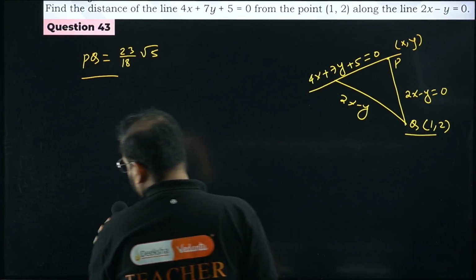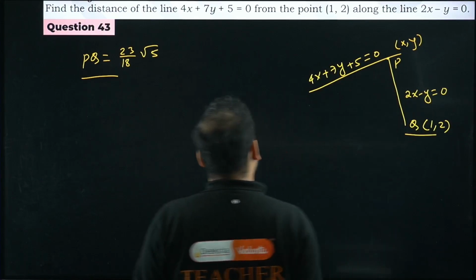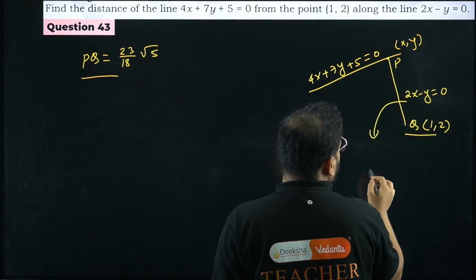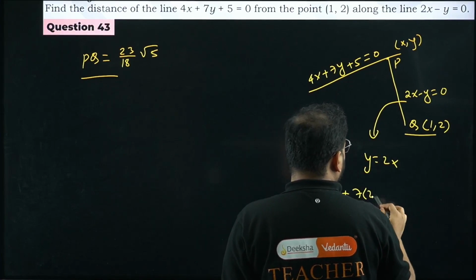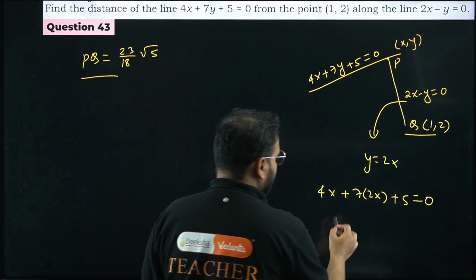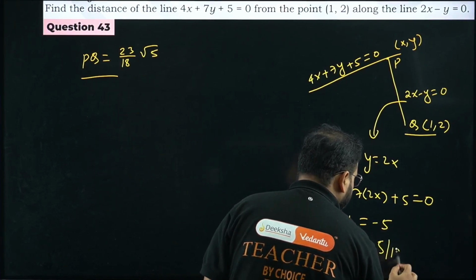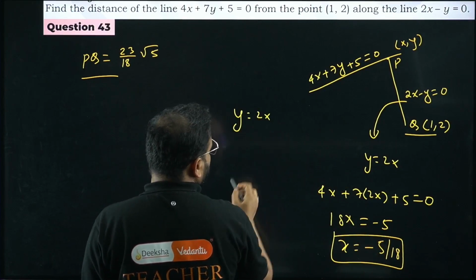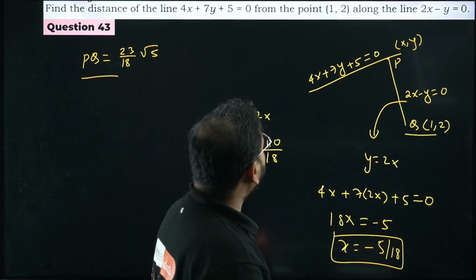So what we're going to do is find the point of intersection of the lines 2x minus y and 4x plus 7y plus 5. How can you do that, sir? We have equations, we'll solve it. From here we get y equal to 2x. Put it in the first equation. 4x plus 7 times 2x plus 5 equals 0. So 14 plus 4 will be 18x equals minus 5. So x equals minus 5 by 18. So what is y? Y will be 2x, so y will be minus 10 by 18, right? Correct? Please check.